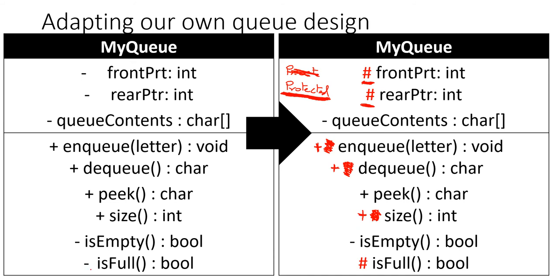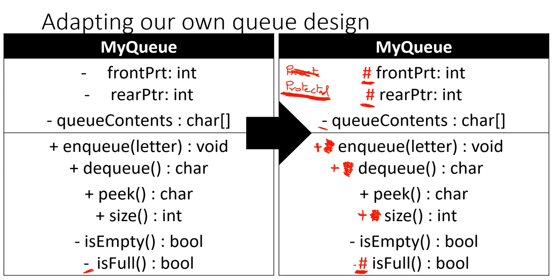Full, however, was private. It was minus there, so it is going to be protected because we said that we would be updating that one, because the is full. Is full is a little bit more complicated now. We've got a circular queue rather than just a linear queue.